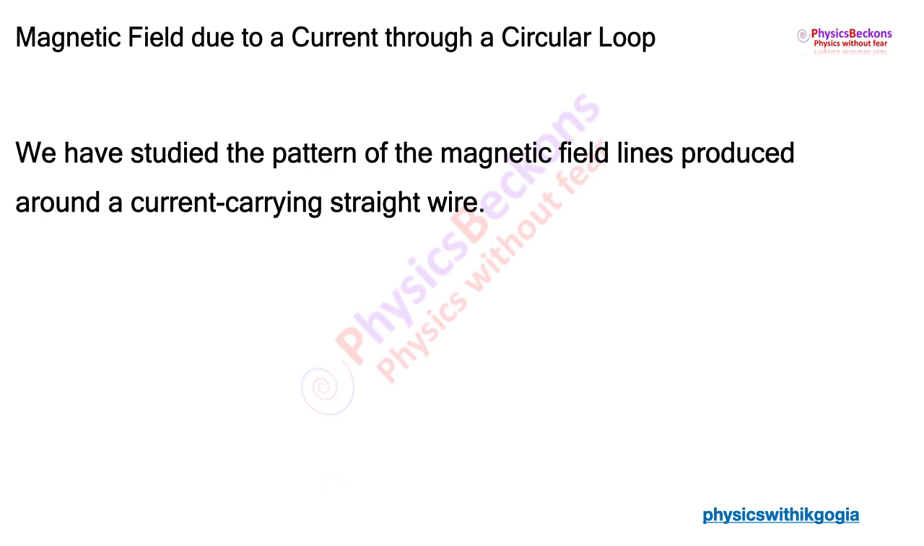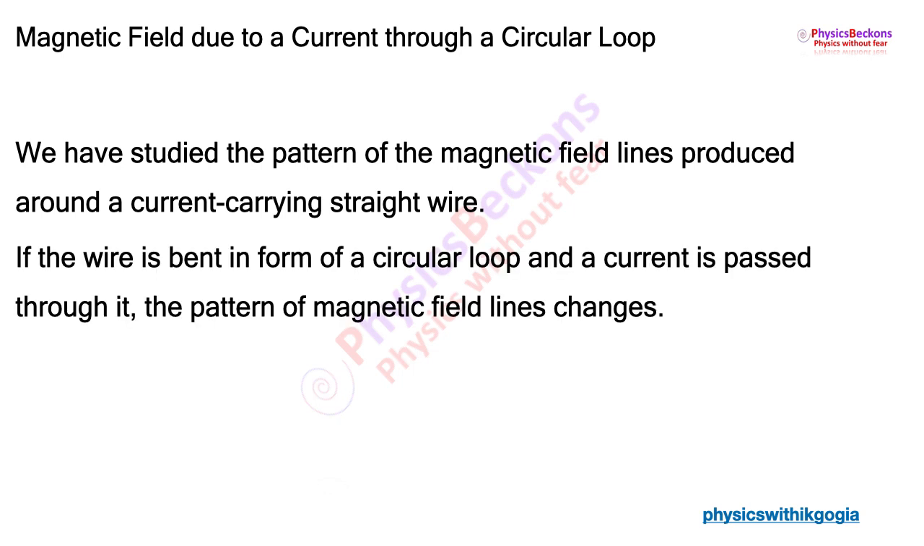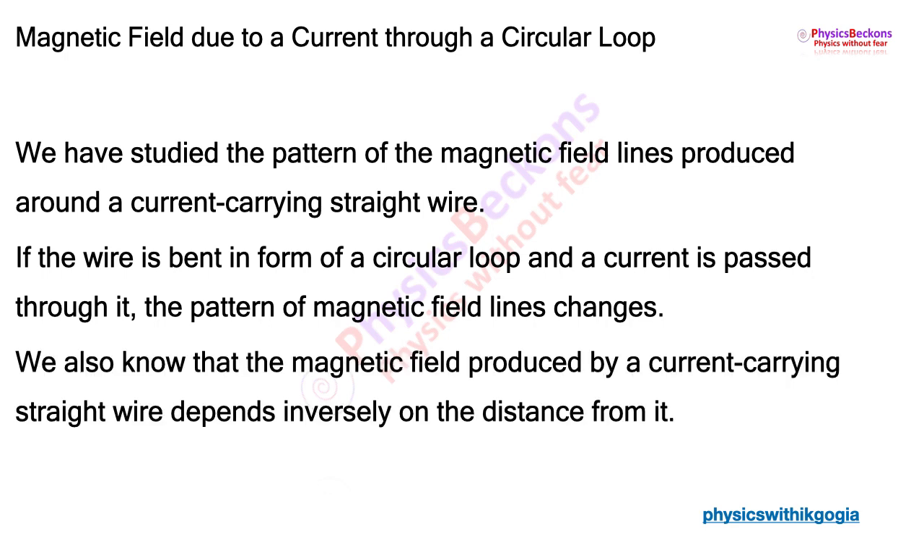We have studied that the pattern of magnetic field lines produced around a current carrying straight wire form circular shape. If the wire is bent in the form of circular loop, the pattern will change. We also know that the magnetic field produced by a current carrying straight wire depends inversely on the distance. That is, as we move away from the conductor, the field becomes weaker.